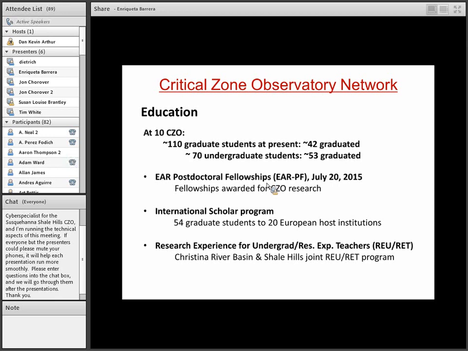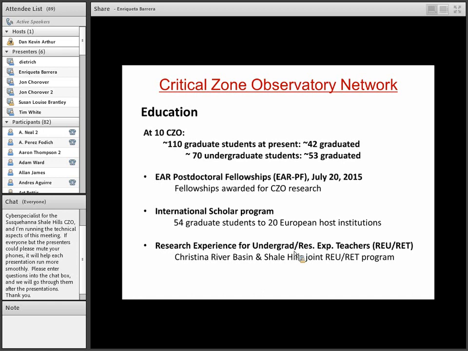Another component of the CZO program is a recently created national office. This is the CZO-NO. The national office has 2 broad functions. One is to coordinate the research and education activity of the network of sites, and the other is to be the point of communication of the network with the large science community and the public.